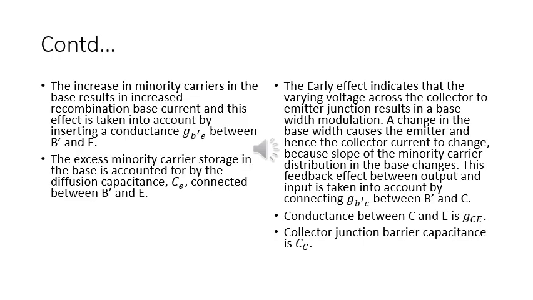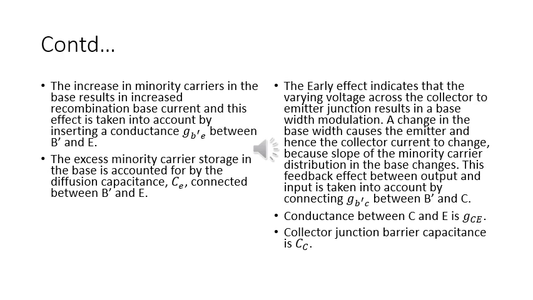The increase in minority carriers in the base results in increased recombination base current, and this effect is taken into account by inserting a conductance GB'E between B' and E. The excess minority carrier storage in the base is accounted for by the diffusion capacitance CE connected between B' and E. The early effect indicates that the varying voltage across the collector to emitter junction results in a base width modulation. A change in the base width causes the emitter and hence the collector current to change because the slope of the minority carrier distribution in the base changes.